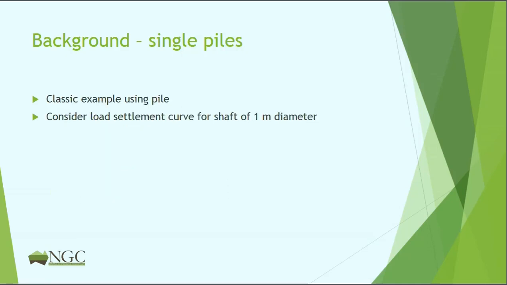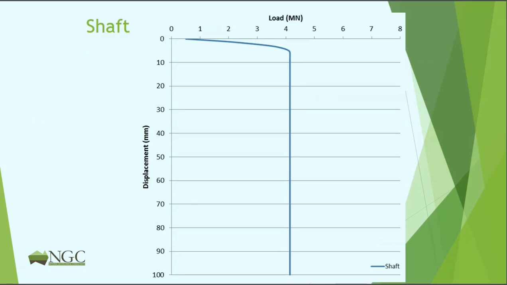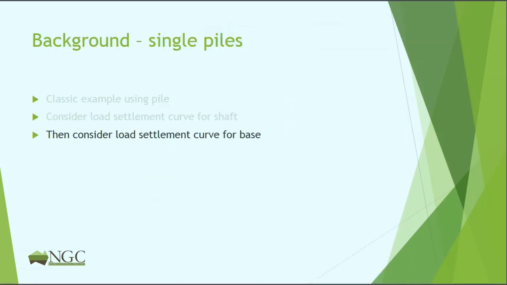Let's have a look at a simple bored pile. 1 meter diameter pile, so the load settlement curve might look something like that. So the shaft friction will increase, and then it'll reach a point at which the shaft friction won't increase anymore, and we'll get effectively settlement of the pile with no further increase in load. And that will happen at about 0.5% of the pile diameter, or about 5 mil.